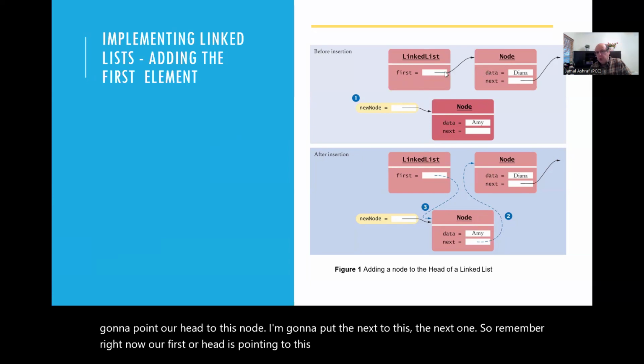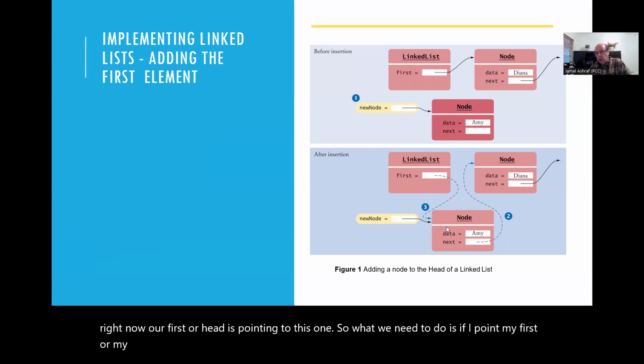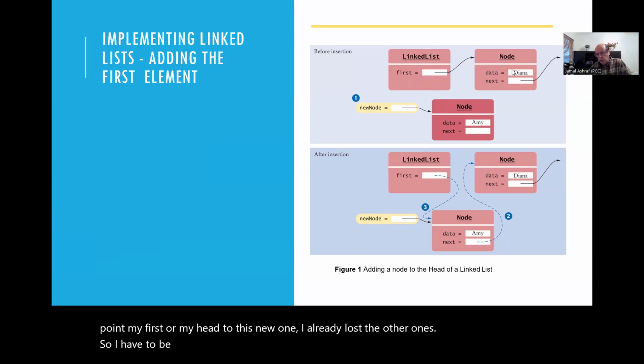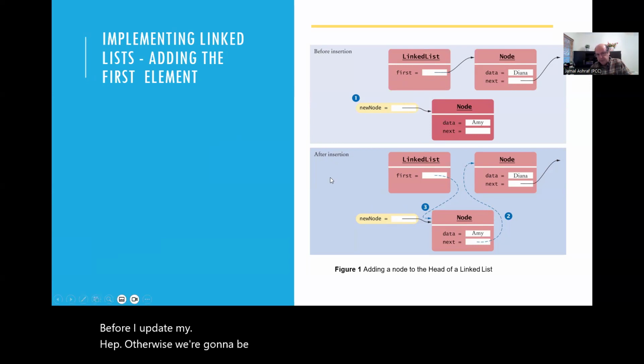So remember, right now, our first or our head is pointing to this one. So what we need to do is, if I point my first or my head to this new one, I already lost the other ones. So I have to be careful not to lose this one. So I have to point the next of this one first before I update my head. Otherwise, we're going to be losing the list.